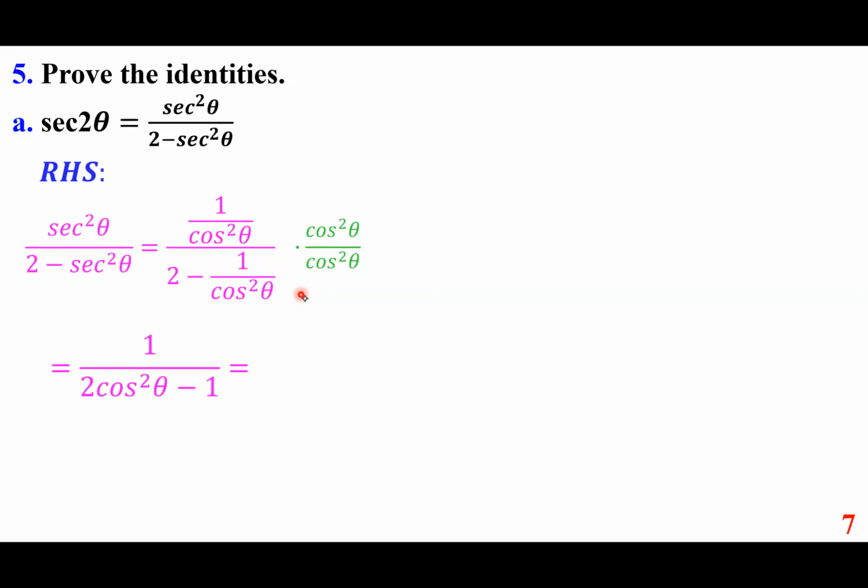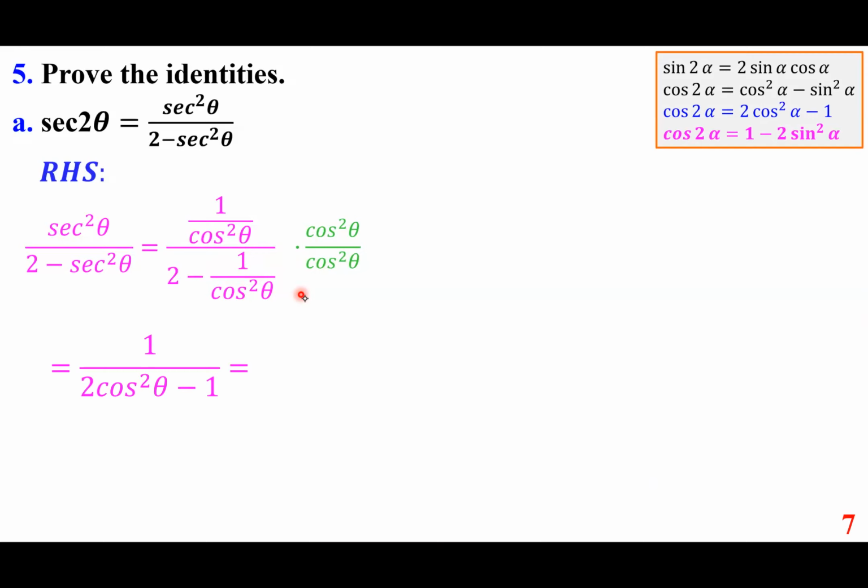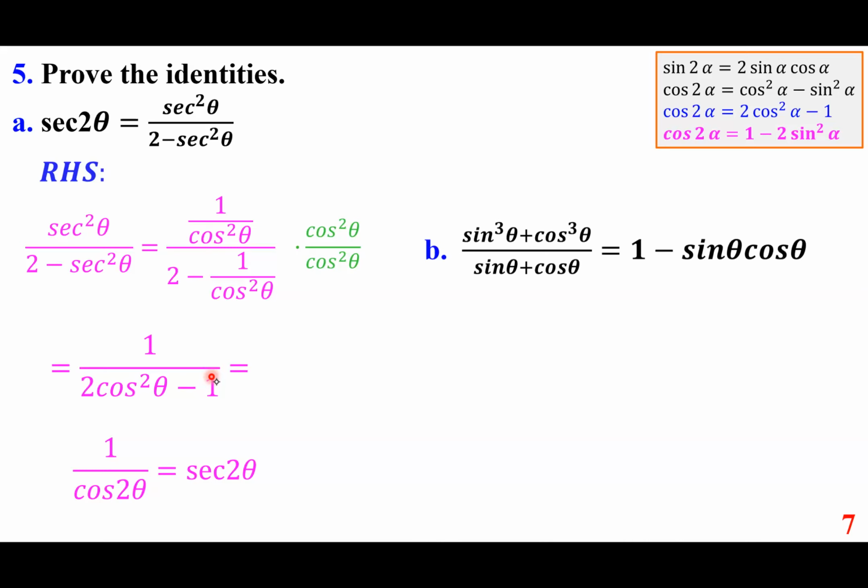Now 2 cosine squared theta minus 1 is cosine of 2 theta. So 1 over cosine of 2 theta, which is the same as secant of 2 theta. So this will be replaced by that. So very straightforward. We are going to move on.